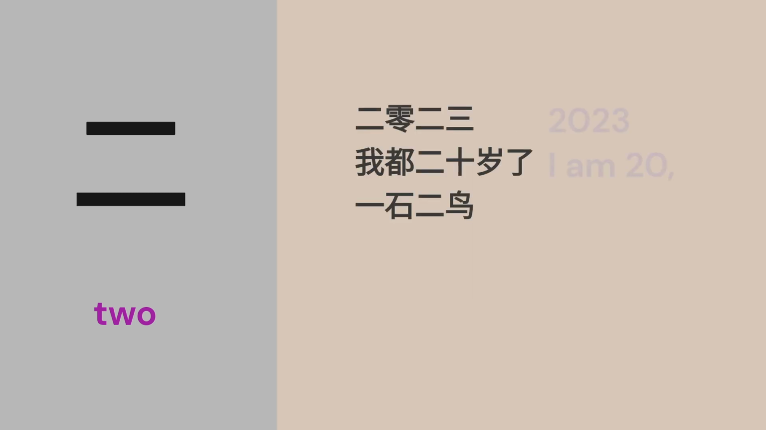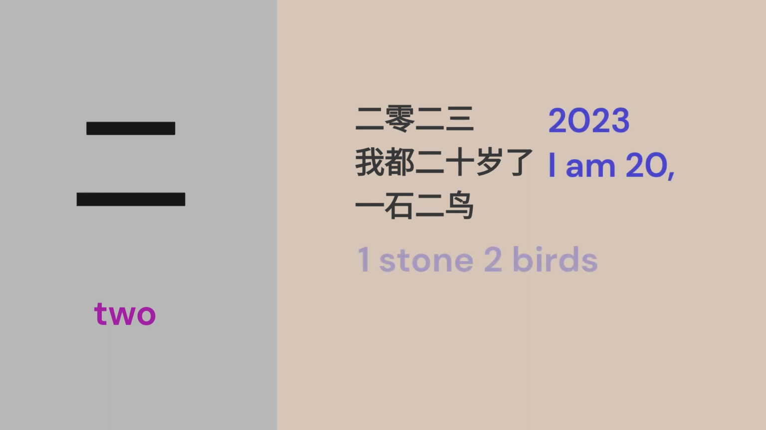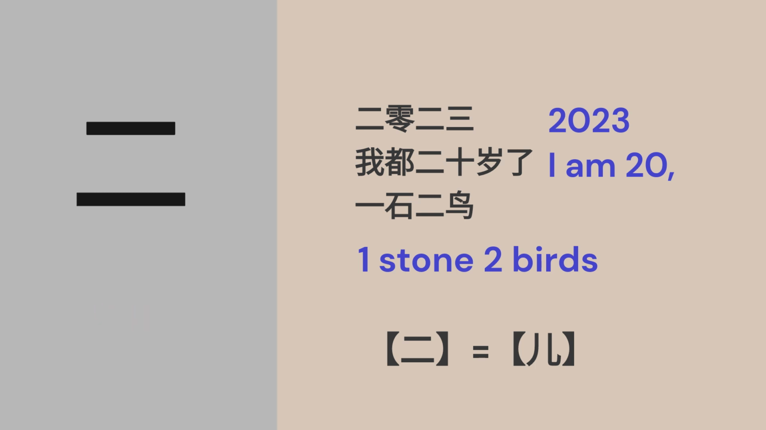You can easily learn it from numbers in Mandarin, such as 2023我都20岁了，一石二鸟。2 and er sound are homophones in Mandarin. You can also learn this sound from 儿童、孤儿、儿子、龟儿子。That's a strong dialect. 龟儿子 in Mandarin.